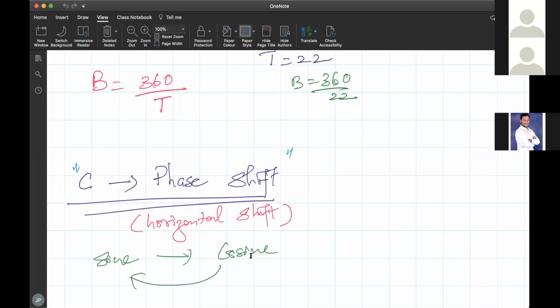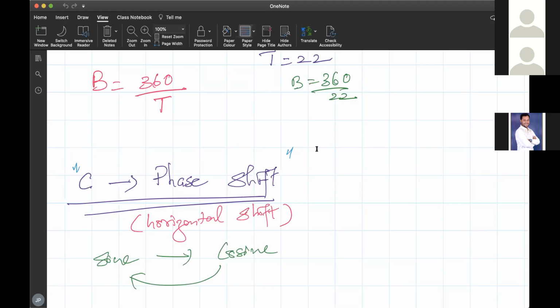That is the challenge, and that is what we were doing in my grade 10 class yesterday. How do you write sine in terms of cosine? How do you write cosine in terms of sine? It all is about playing with that C, phase shift. The rest remains the same. So this is all theory. Let's just put it into practice.